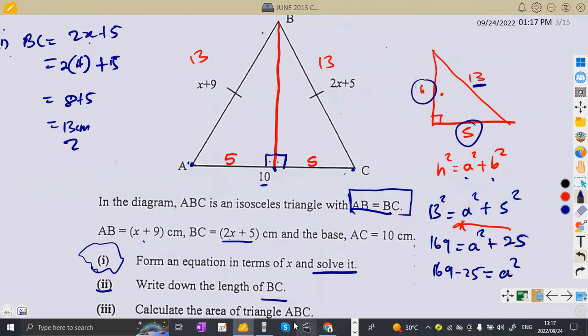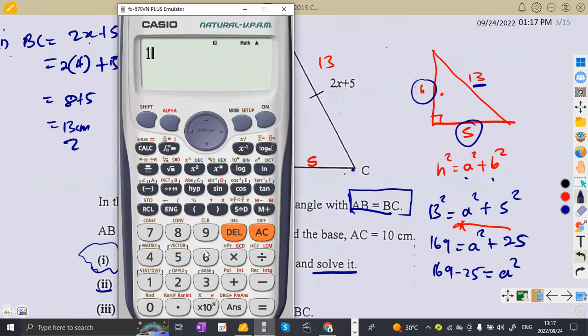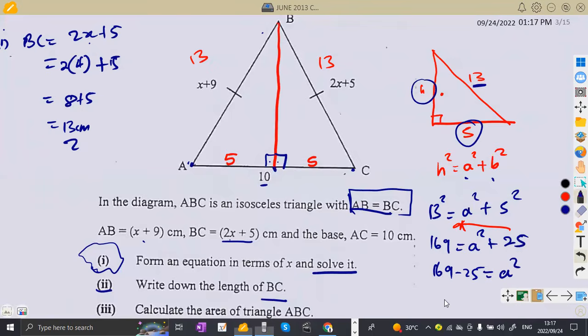So you can transpose the 25 to the left-hand side, and that will be 169 minus 25, which is equal to a squared. This is paper 2, guys. We're not supposed to stress much here. 169 minus 25 is going to give us 144. So a squared is equal to 144. So how do I remove this square? On a square root. So a is equal to 12. Okay, so this is our 12 here, which is the height. So we've got 12 here.